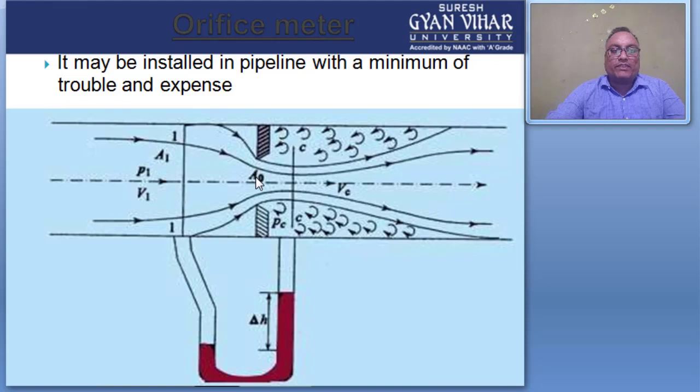For the orifice meter, the minimum area is called the vena contracta, meaning this region shows the vena contracta, and it gives more vortex flow behind this region, right? And this is Vc, the vena contracta velocity of the flow, and this delta H gives the difference in pressure between the two sections, section 1 and section 2.